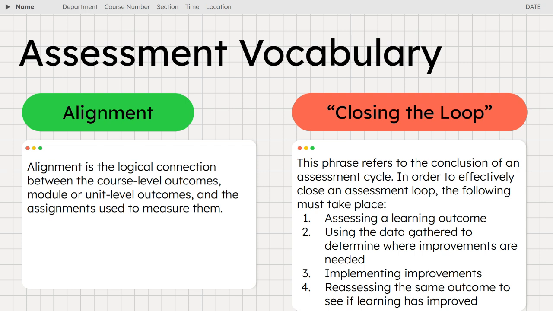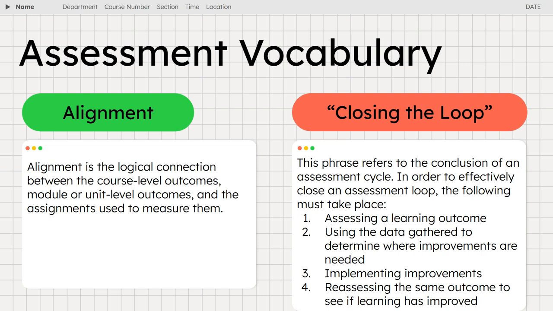Closing the loop is a phrase that refers to the conclusion of an assessment cycle. In order to effectively close an assessment loop, the following must take place. And we're going to go through these 4 steps as opening a loop and then closing it. So think of this as a circle. Number 1, assessing a learning outcome. So that is step 1. We can't even open a loop until we are actually assessing an outcome. Number 2, using the data gathered to determine where improvements are needed.